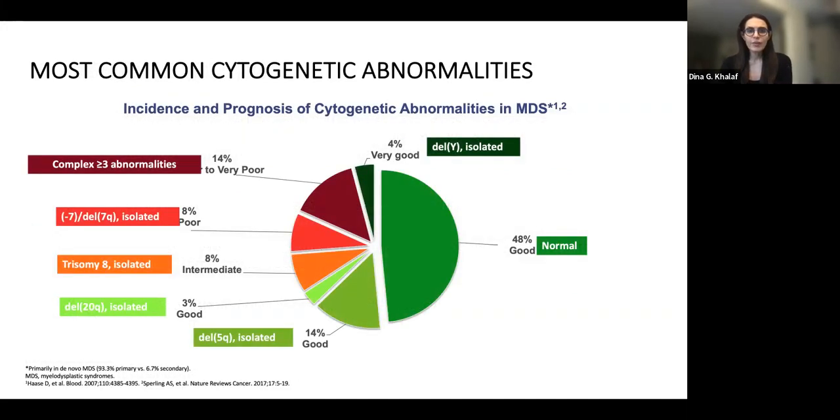So this is a pie chart showing the most common cytogenetic abnormalities. Deletion Y chromosome is very common, and it could get acquired in most elderly male patients. It's actually of good prognosis. 48% of the cases would have normal cytogenetics, which is good prognosis. Deletion 5q is 14%, and deletion 20 is 3%. It's also good. Trisomy 8 is intermediate risk. If you have a monosomy 7 or deletion 7q, this is a poor risk on its own. And then complex, or more than 3 abnormalities, those are 14%, and they carry very poor risk.